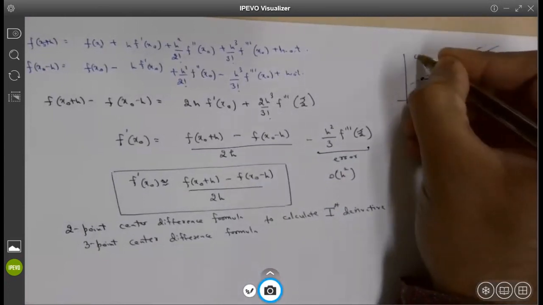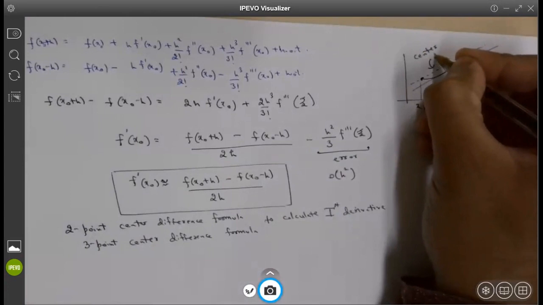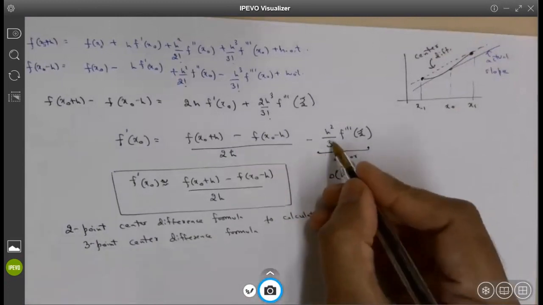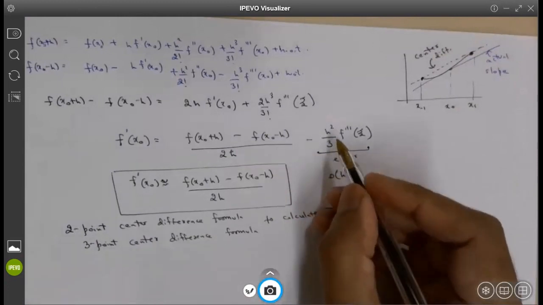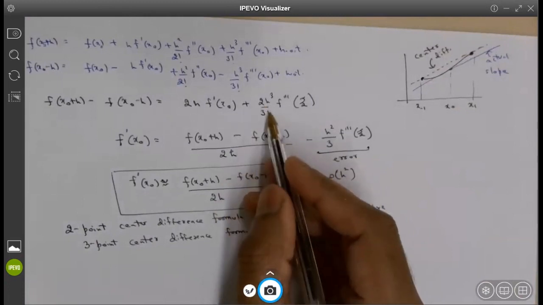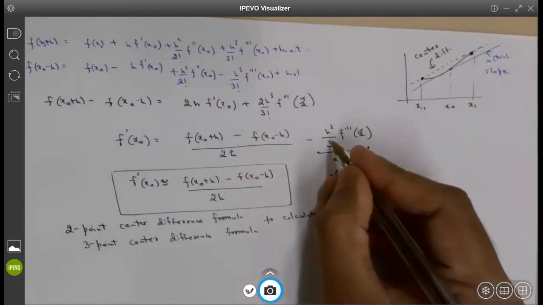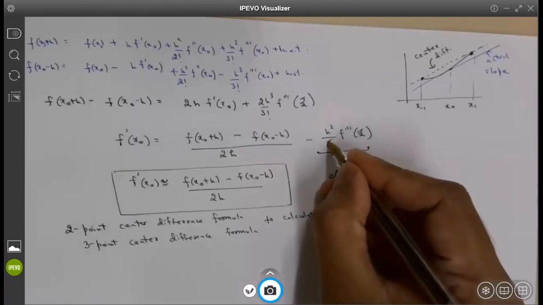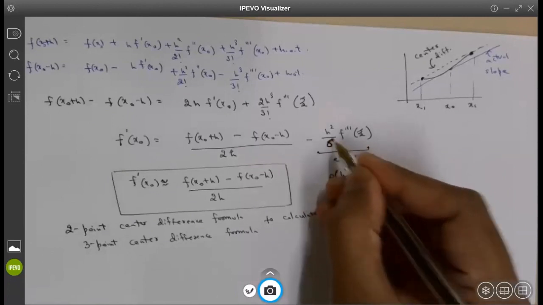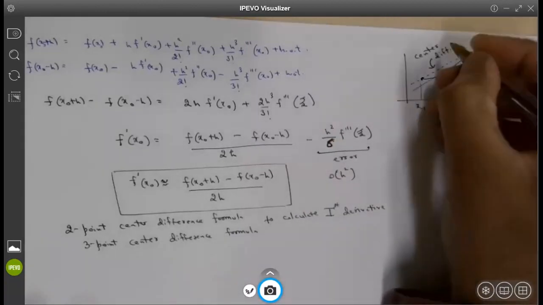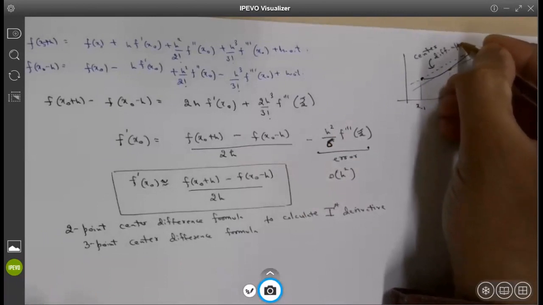Professor, the error term when you divide by 2h, you should still have 3 factorial, right? No, 3 factorial is 6, and here it is 2. So it will be 6 actually. Yeah, it will be 3 factorial, it will be 6. You're right. Thank you. Center difference approximation.